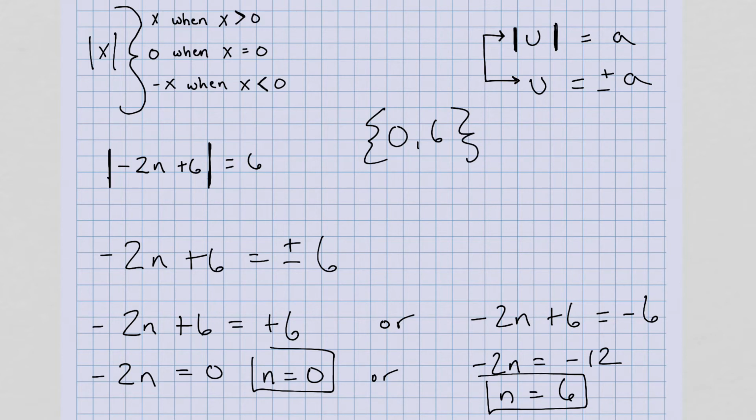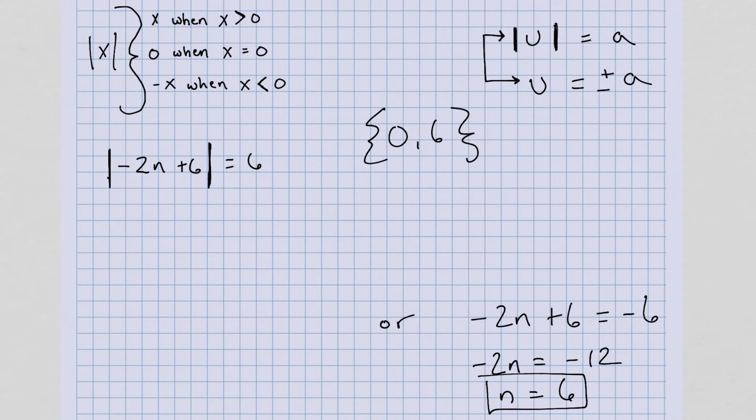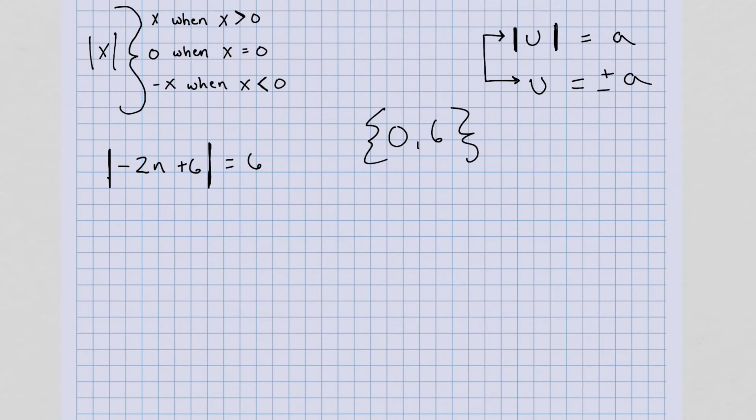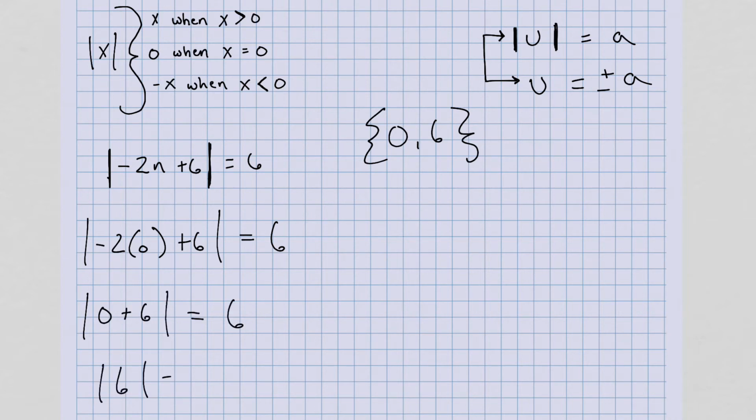Let's go ahead and plug these numbers 0 and 6 back in and see if we can make this ring true. Let's plug in 0. We have the absolute value of -2 times 0 plus 6 equals 6. -2 times 0 is just 0, plus 6 equals 6. So we have the absolute value of 6 equals 6. We know that's true. Anytime you take the absolute value of a positive number, you get a positive number as a result. So this is true.